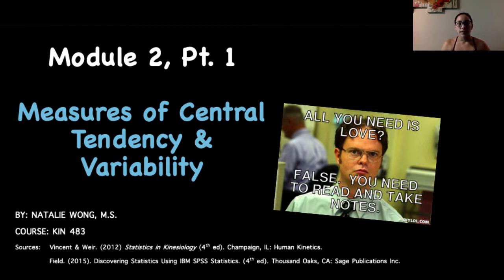So this week's major concept is looking at the construction of the normal curve and what different statistical calculations can contribute to the curve's characteristics. In order for that part, which is our second part of our module, to make sense, we have to talk about measures of central tendency and variability.